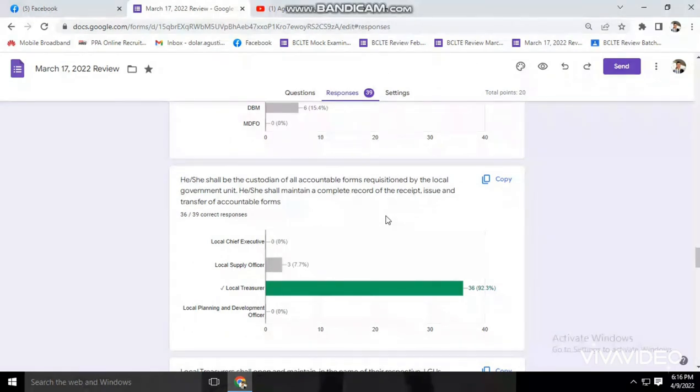Sino pa ito? He or she shall be the custodian of all accountable forms requisitioned by the local government unit. He shall maintain a complete record of the receipt, issue and transfer of accountable form. Sino yan? 36 answered, local treasurer.